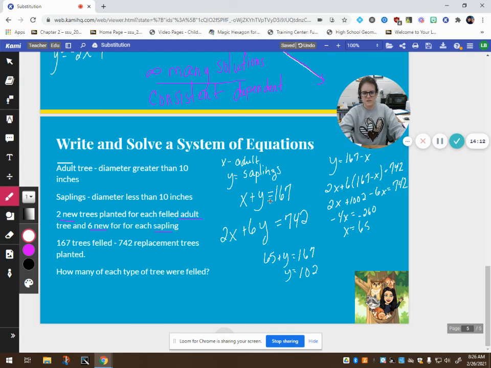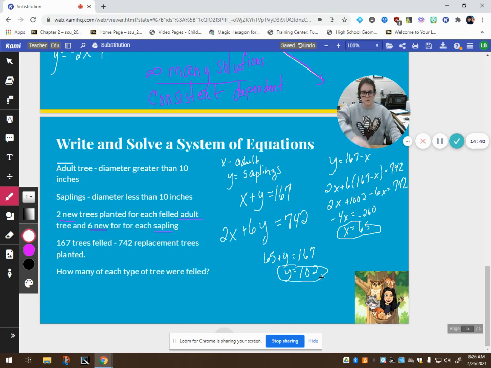Okay, I went ahead and worked it out. I solved to get y by itself. Maybe you solved and got x by itself. It doesn't matter either way. 167 minus x, then I plugged in place of y in the other equation. So if you solved for x, then you would have plugged it in place of x, and you would have been solving in terms of y. Either way you go, you end up getting x is equal to 65 and y is equal to 102.